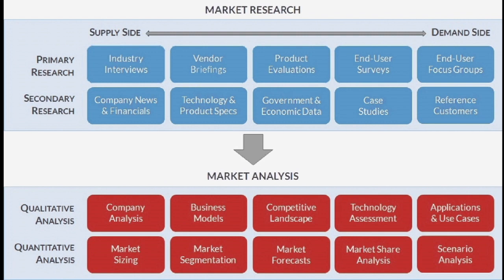So for the purpose of collecting primary data, we can have industry interviews, vendor briefings, product evaluations, end user service, and end user focus groups. And again, to gather secondary data, we can have company news and financials, technology and product specs, government and economic data, case studies, and reference customers. So this is the way, through which we can collect primary and secondary data through ways to have a market research.